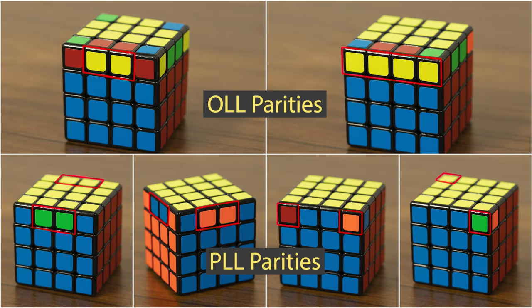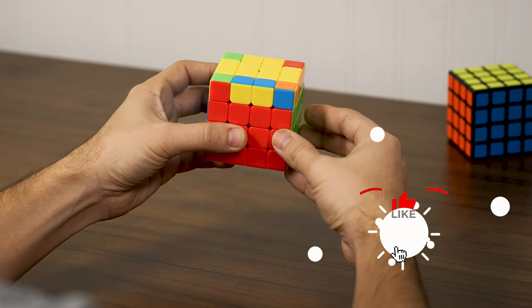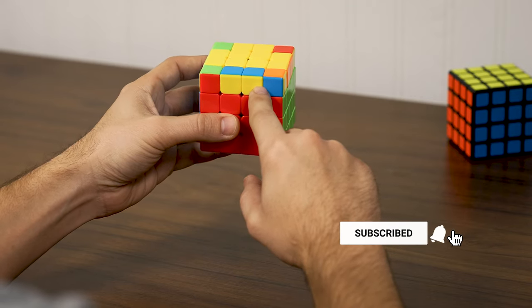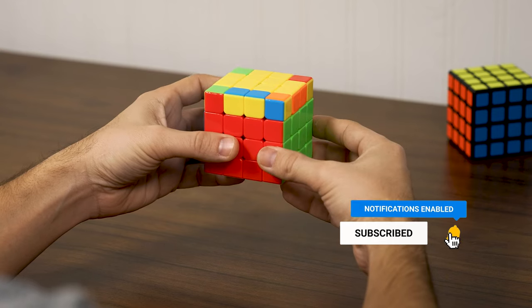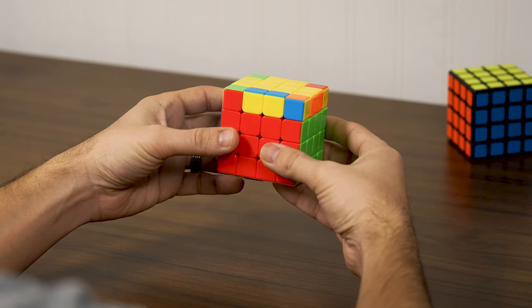Hi everyone, in this video I'm going to demonstrate the various OLL and PLL parities you may get when solving the 4x4 Rubik's Cube. Starting with this first OLL parity right here, we need to flip these two yellow edge pieces so that the yellow is facing up. And there's a couple different sets of moves that you could use to solve this.